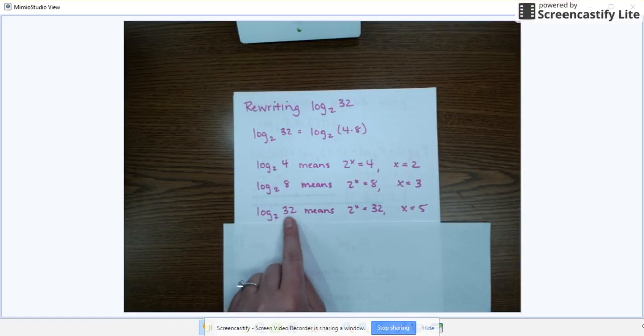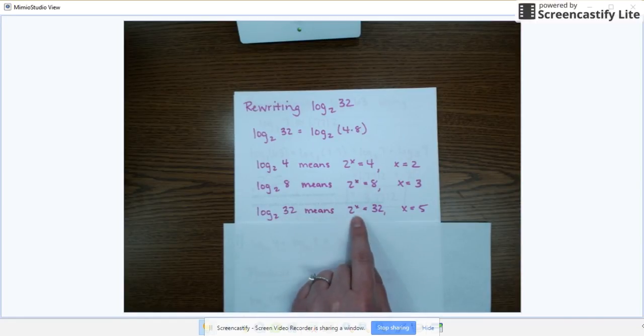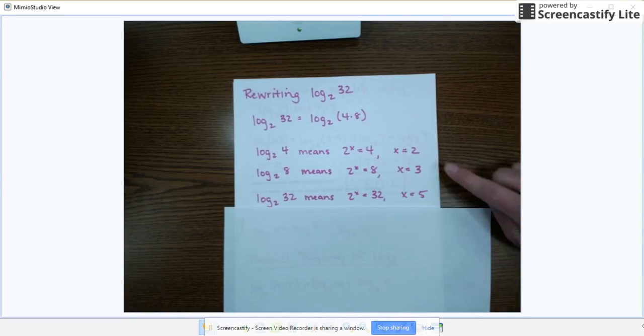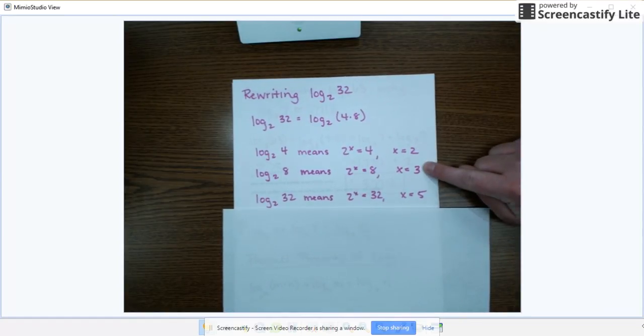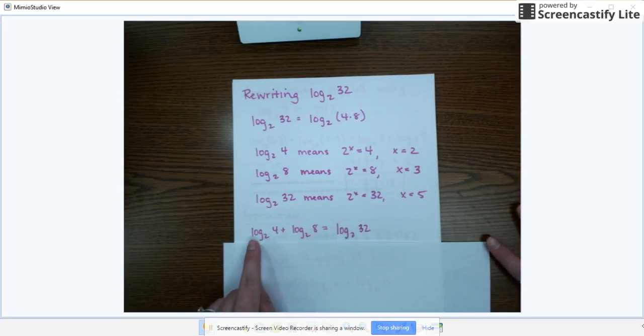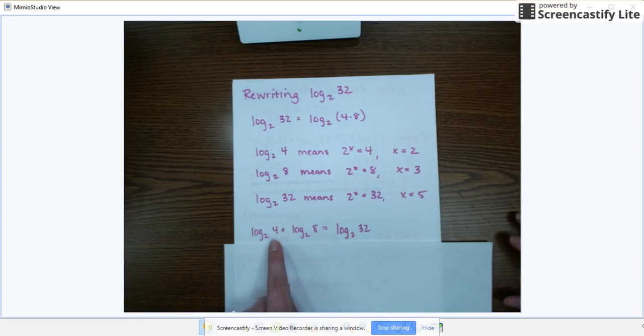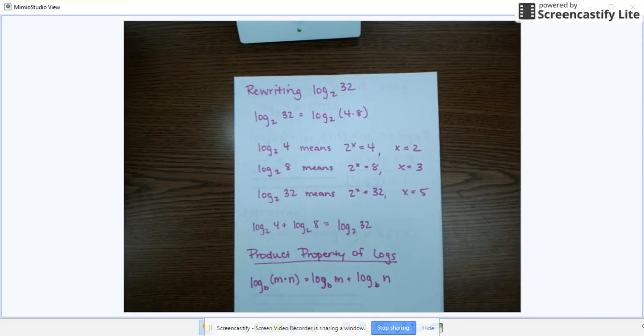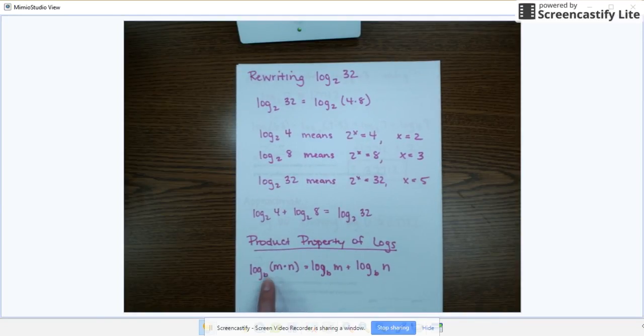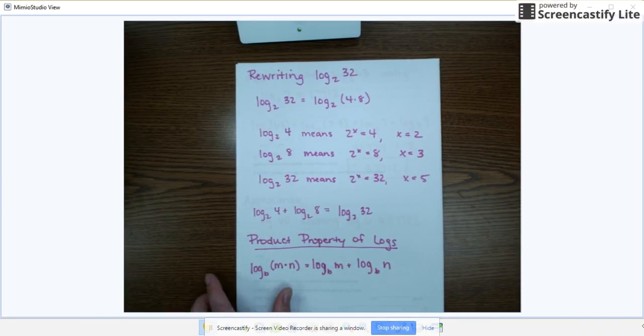So log base 2 of 32 we can rewrite also as 2 to the x equals 32, and we would just know based off of our previous knowledge that x would have to be 5. Well, we can also get 5 by adding 2 plus 3. So our rule is going to tell us that we can break a product into its factors and add those two solutions together. So here's our product property of logarithms. If you have a log base b of some product, you can split that product up into an addition problem.